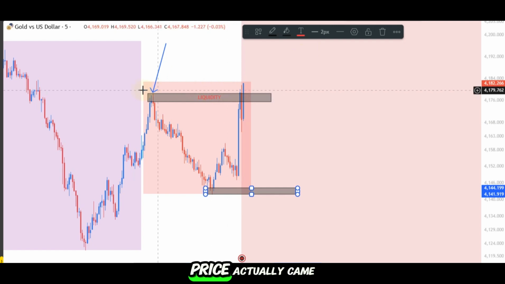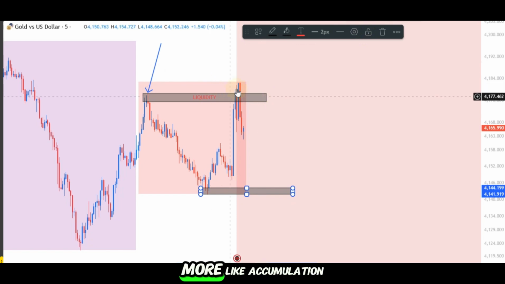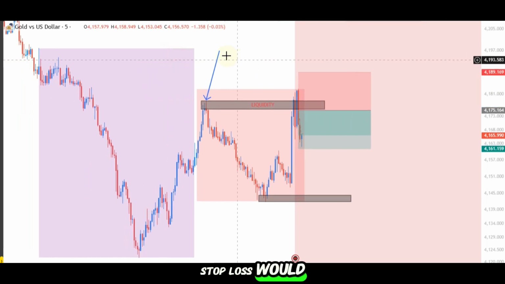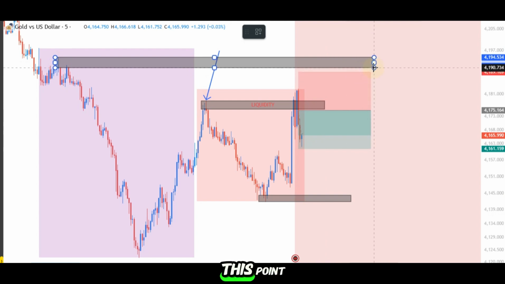So the moment price actually came back to this liquidity, you guys can see what price is doing at this point. It gives some more like accumulation. So I'll be placing a sell limit at this point and then my stop loss would now be at the nearest liquidity at the highs, which is actually this liquidity sitting right here at this point.